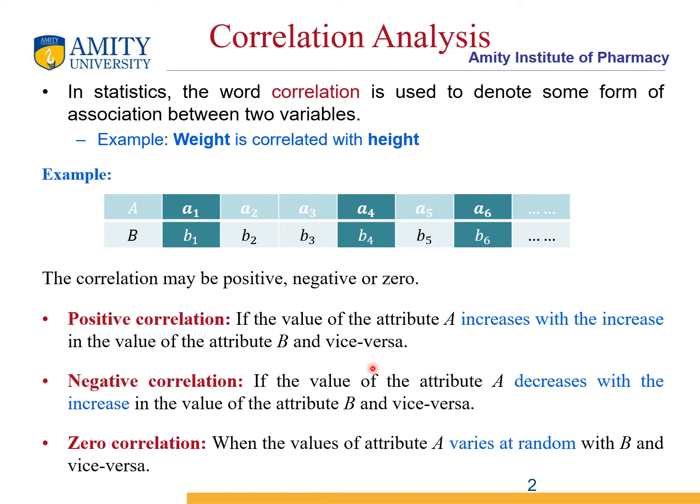And suppose one attribute is increased and the other is decreased, so this will show negative correlation. And if both these factors are not related with each other at all, then there would be zero correlation. As it says, when the values of attribute A vary at random and B likewise, that means there is no consecutive relation between the two attributes. That means there is zero correlation.